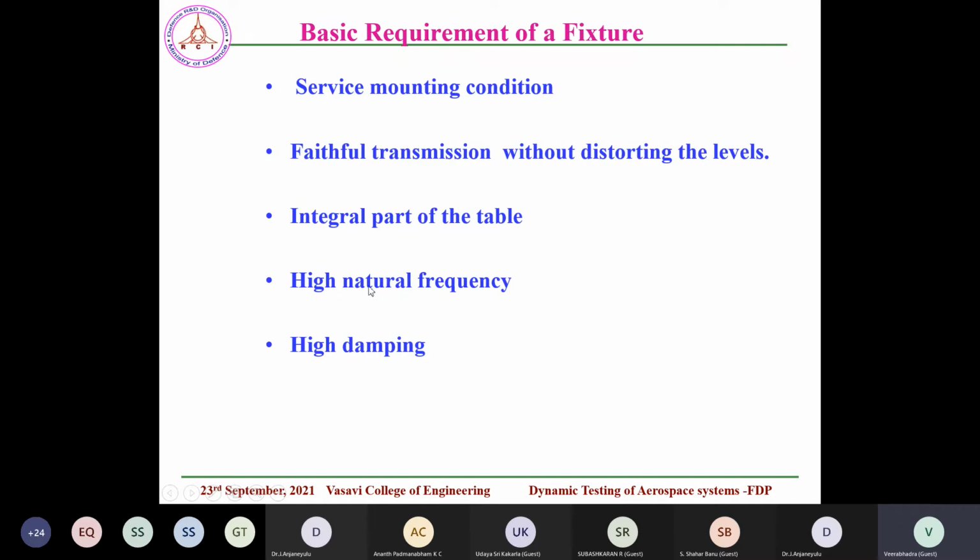Why high natural frequency? It should transmit... if there is a natural resonance within the operating range, it will amplify or it will decay. And damping is required because we need to control the input, and if there are resonances, only damping can help to reduce the amplification ratio.